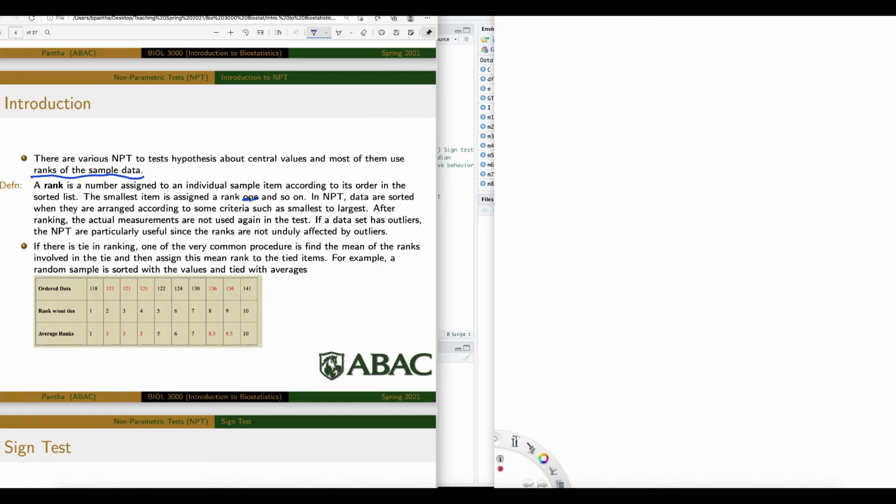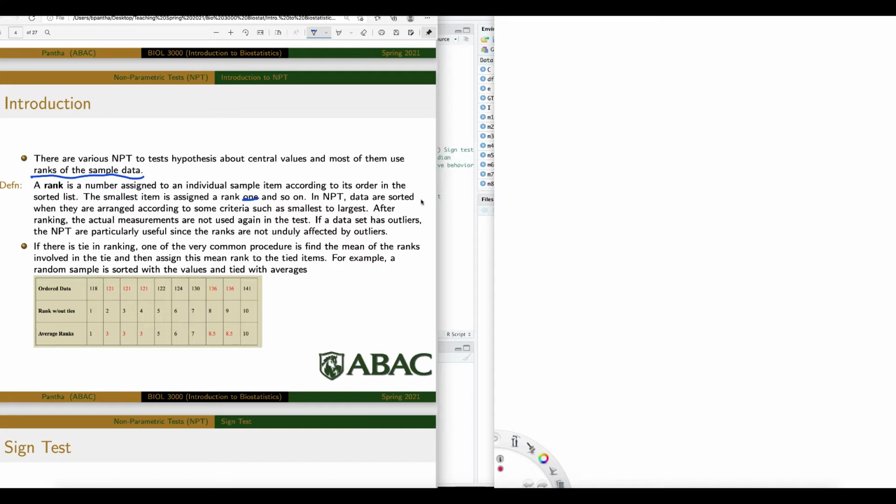For example, the smallest data will be denoted by 1. The bigger number after the smallest data will be denoted by 2, and bigger by 3, and bigger by 4, and so on. Okay, in non-parametric tests, data are sorted when they are arranged according to some criteria, such as smallest to largest. After ranking, the actual measurements are not used again in the test. The actual data will not be used, only the rank will be used.